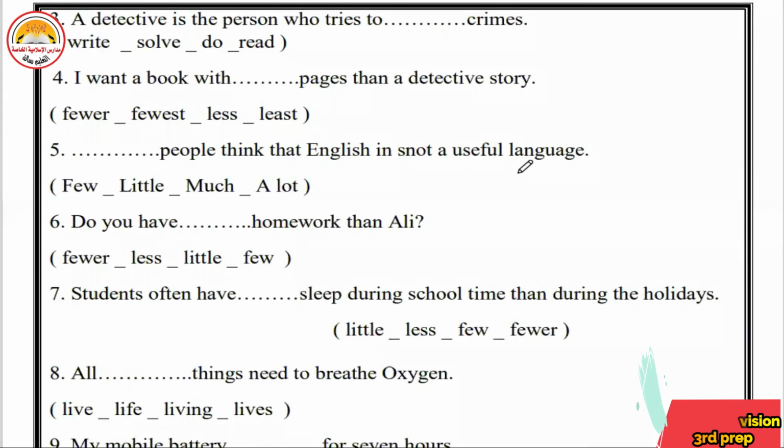Next, number 3. A detective is a person who tries to space crimes: write crimes, solve crimes, do crimes, or read crimes. Hamdi. Solve. Yes, okay, solve. Can you give me another equal verb to solve? What does it mean, solve? I want an English verb that equals solve. Solve means work out, okay?